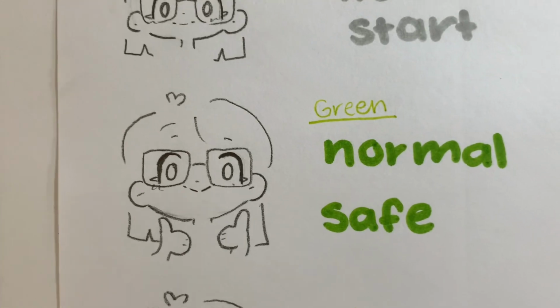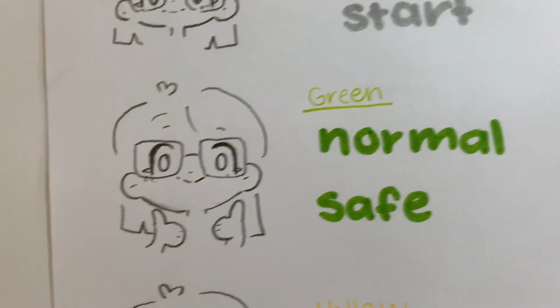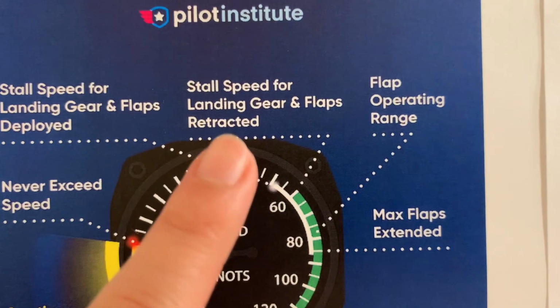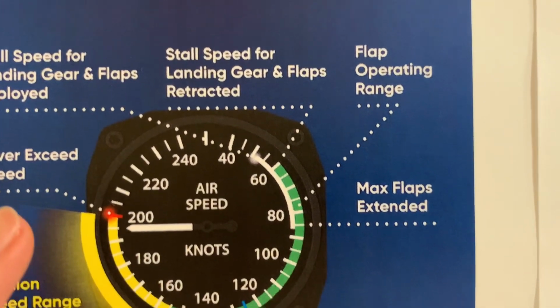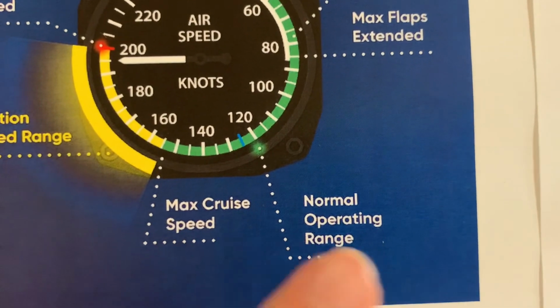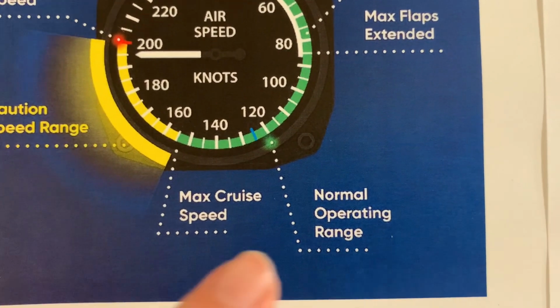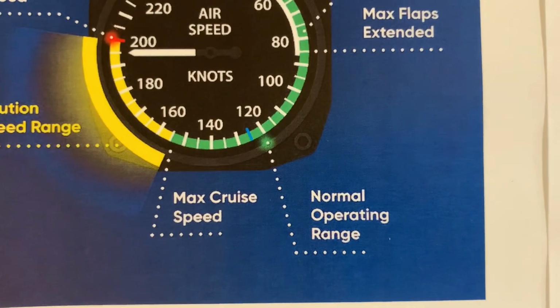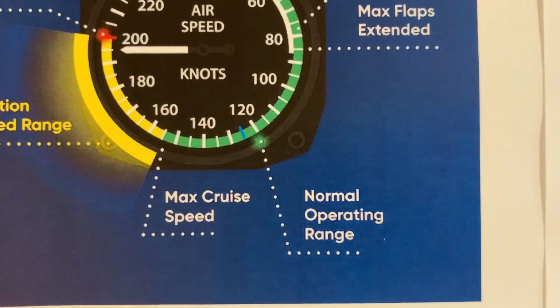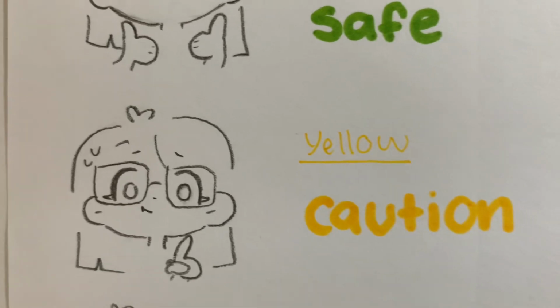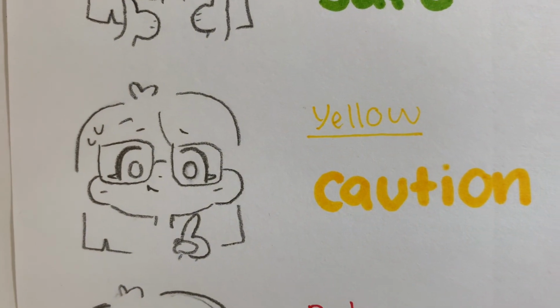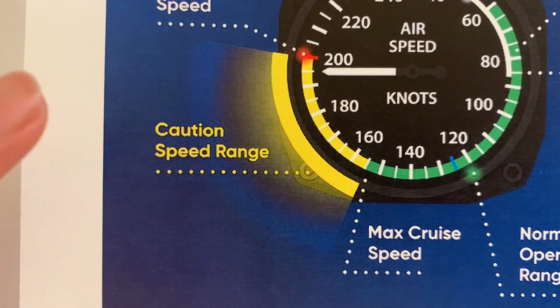The green one is your normal operating range, usually where you want to stick to. At the bottom, that's your stall speed in clean configuration, so your safety area. And towards the top of the band, that's the maximum cruise speed. When you go into the yellow, that's your speed caution range. You just want to really maneuver with care all throughout the band.